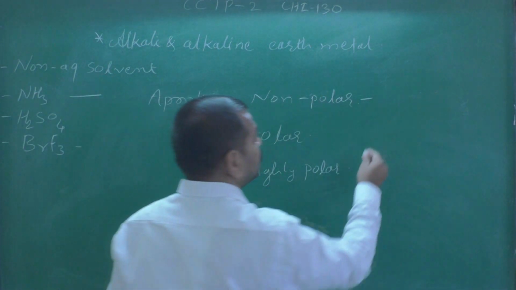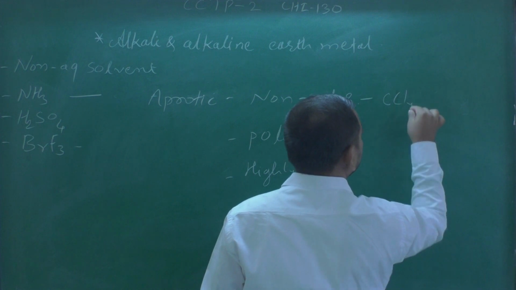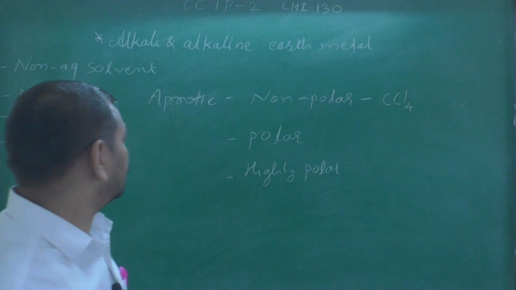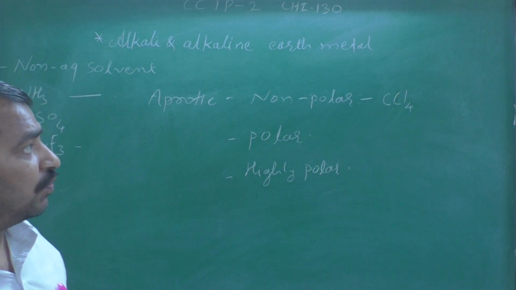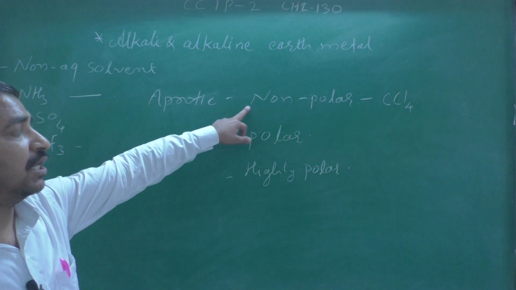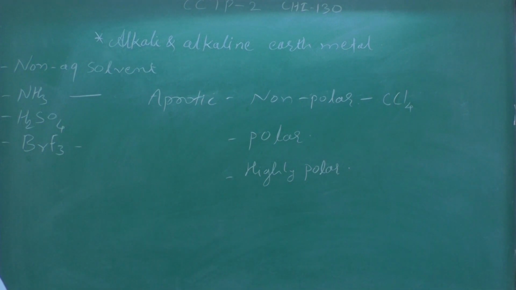An aprotic solvent, for example CCl4. It is an aprotic non-polar solvent, and these are not self-ionized. They are non-ionized compounds.